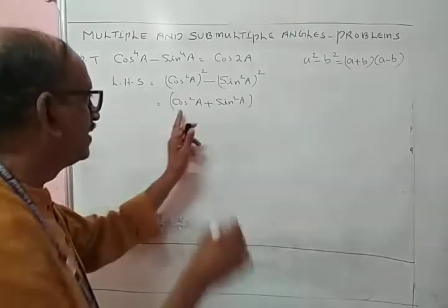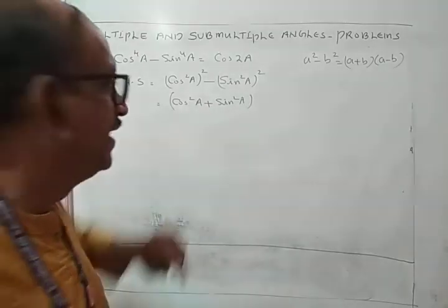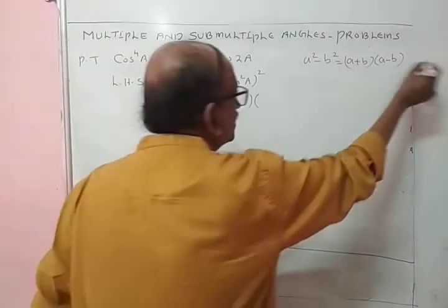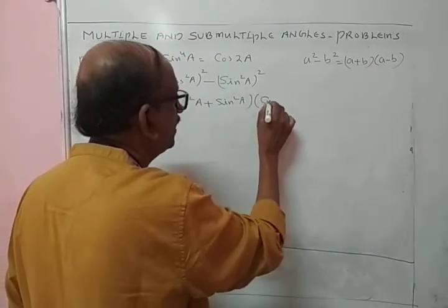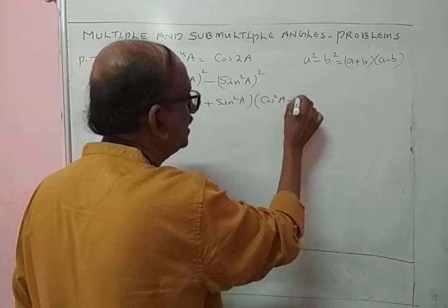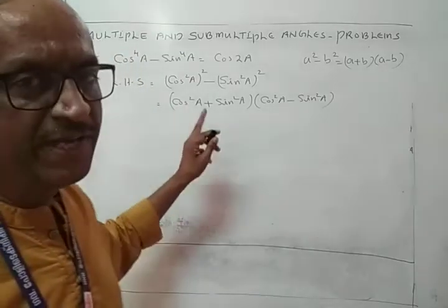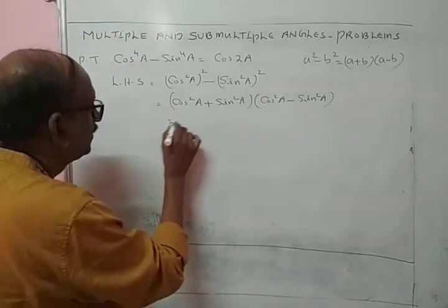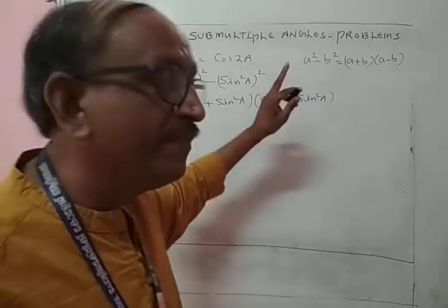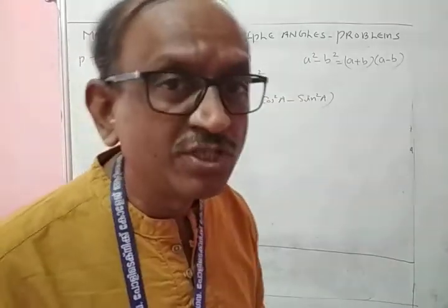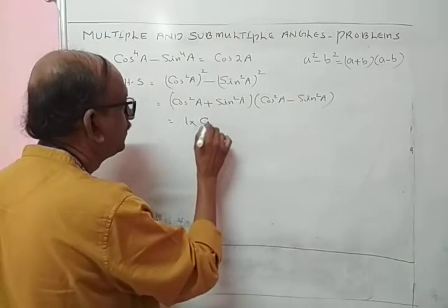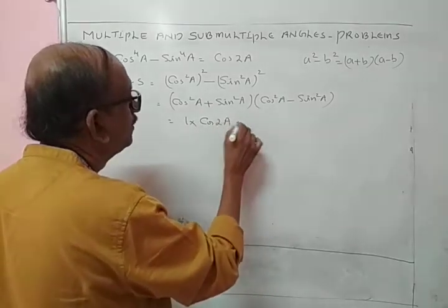So a plus b is cos squared a plus sin squared a, into a minus b, which is cos squared a minus sin squared a. Cos squared a plus sin squared a is 1, into cos squared a minus sin squared a, which is cos 2a. This is the right hand side.